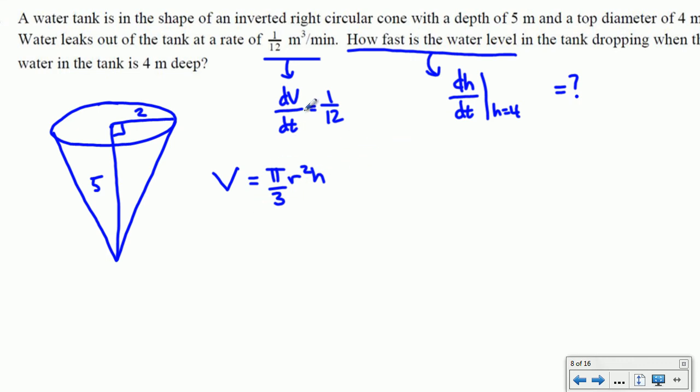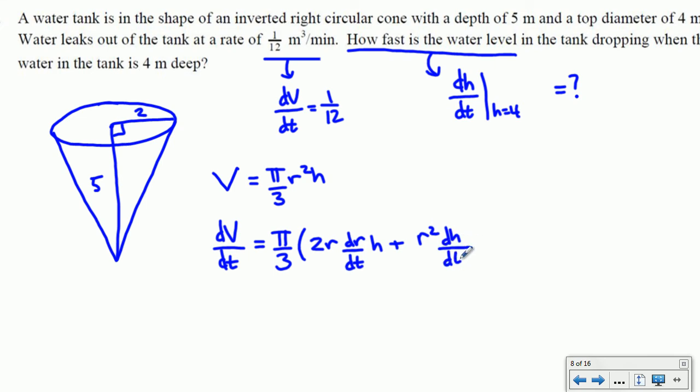Okay, so we can find a dV/dt in there. We can probably get a dh/dt out of this term. So let's go ahead and take the derivative here. So dV/dt is pi over 3. We need to do the product rule in here. So that would be 2r dr/dt times h plus r squared dh/dt.